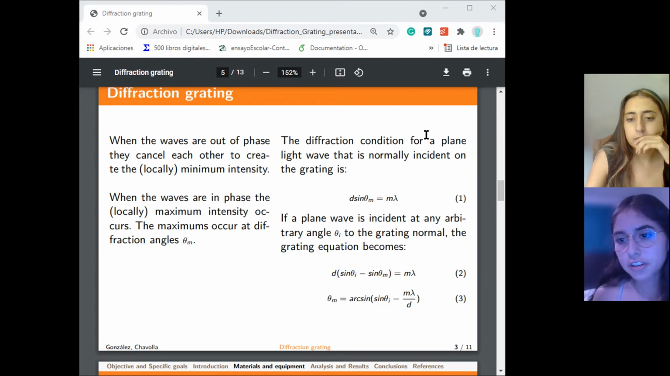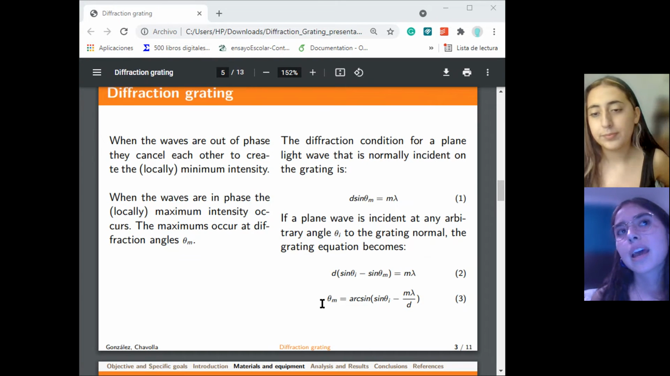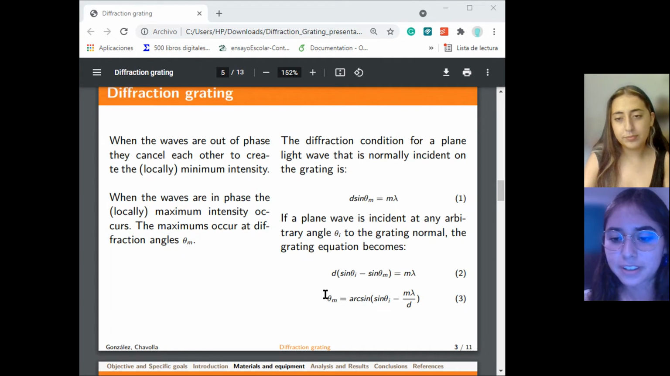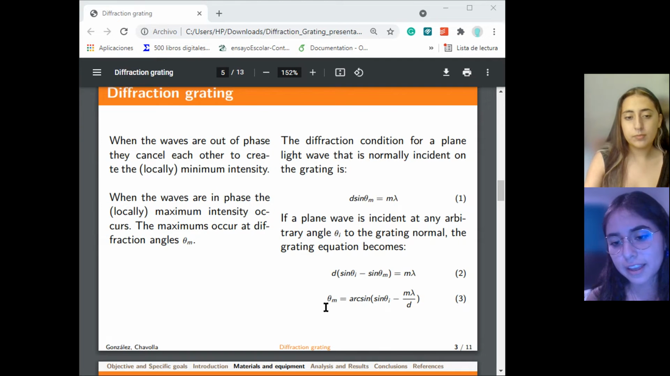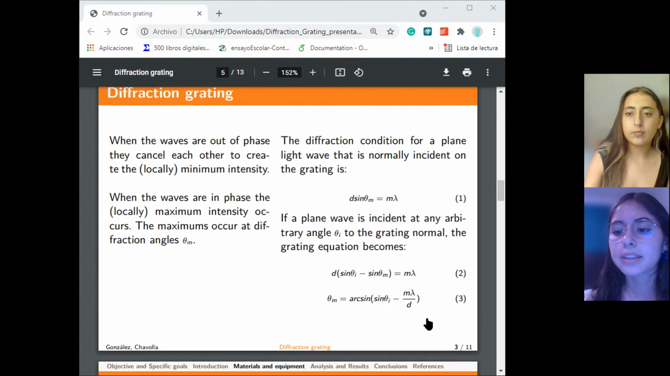Now, the diffraction condition for a plane light wave that is normally incident on the grating is given by equation 1, while if the plane wave has an arbitrary angle to the grating, the equation becomes equation 2, and we will find the maximums of intensity when the angle theta of the different maximums is given by equation 3.